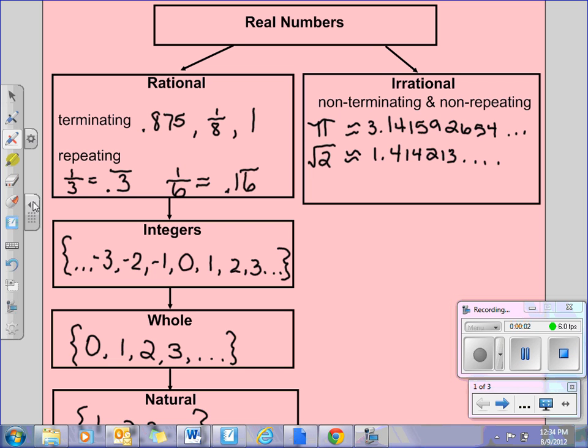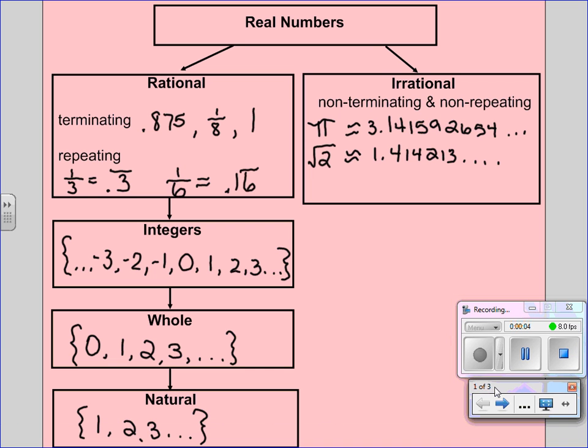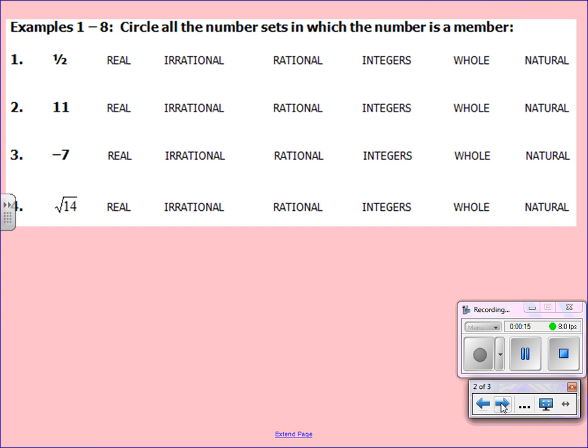In the previous video, we took a look at this chart, sorting the real numbers into different categories. What we're going to do now is practice with some examples, and we're going to have you select which category each of the numbers should fall into. The first example we're going to look at is 1/2.